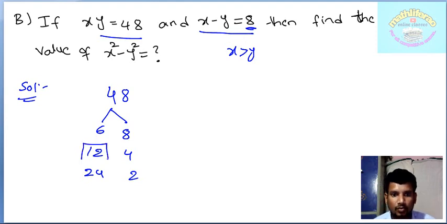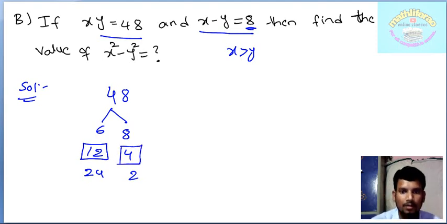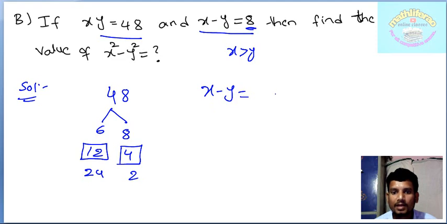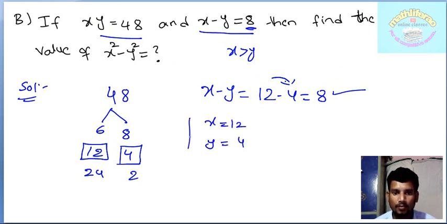So x value 12 taken, y value 4 taken. So here x minus y equals 12 minus 4 equals 8. It satisfies this second condition. First condition xy equal to 48: 12 fours are 48 satisfied, as well as x minus y equal to 8 satisfied. So x value is 12, y value is 4.